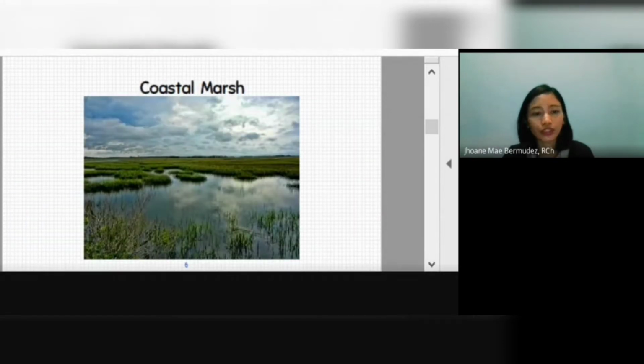Coastal marshes are flooded coastal wetlands that are drained by tides, and this is also a nursing ground for young marine lives. It supports many diverse plants and animals.